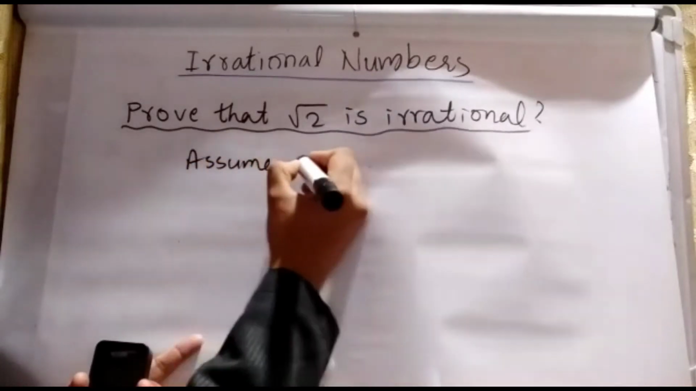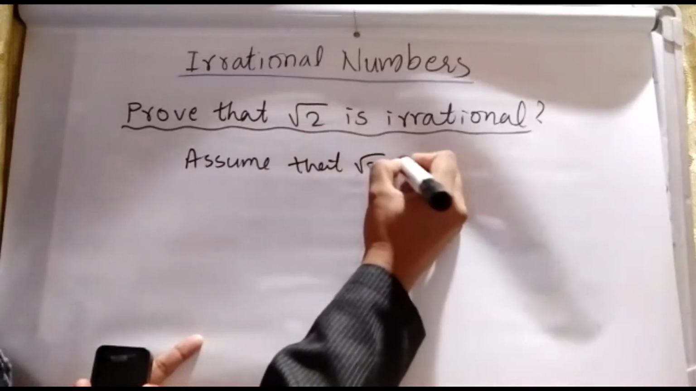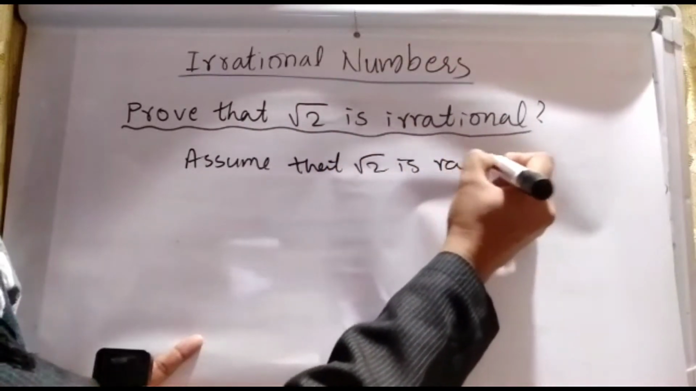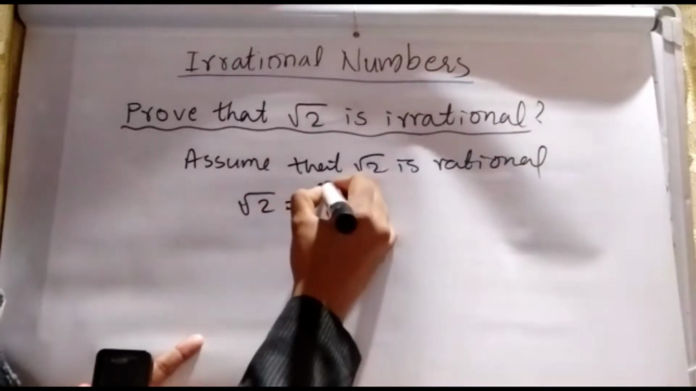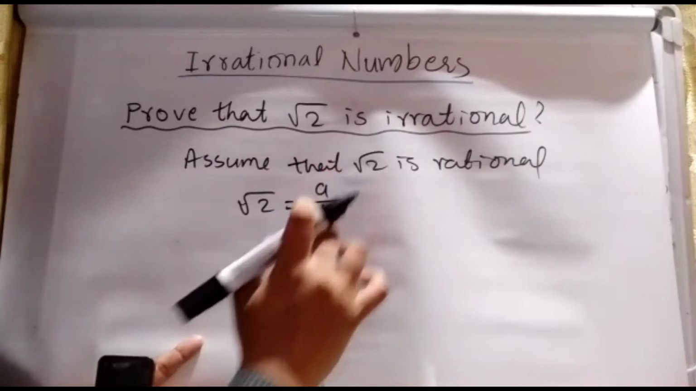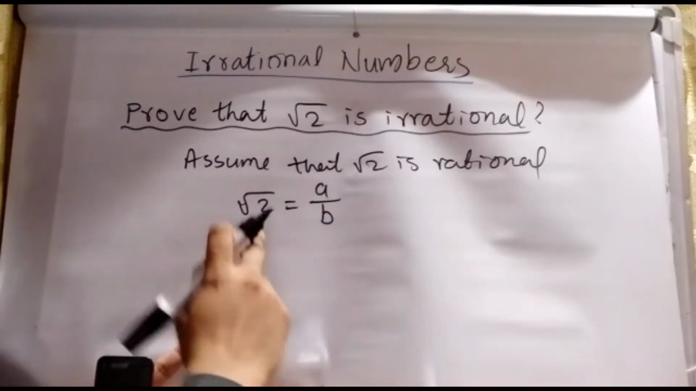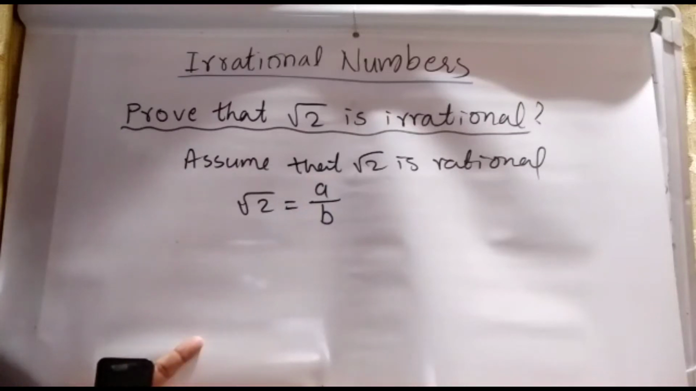Let's assume the contrary, that root 2 is rational. So we can write root 2 equal to a by b. If root 2 is rational, we can write it in the form a by b, or p by q.